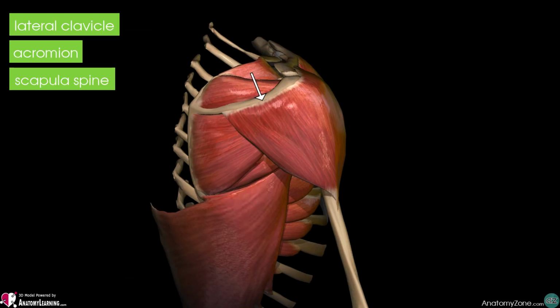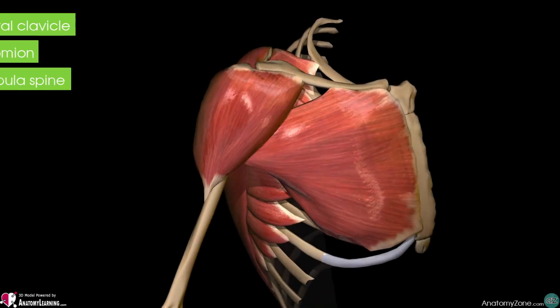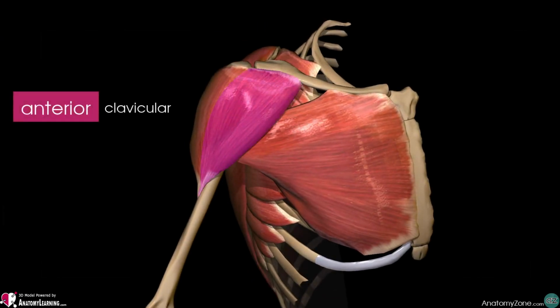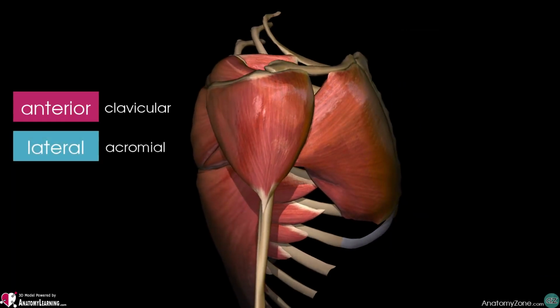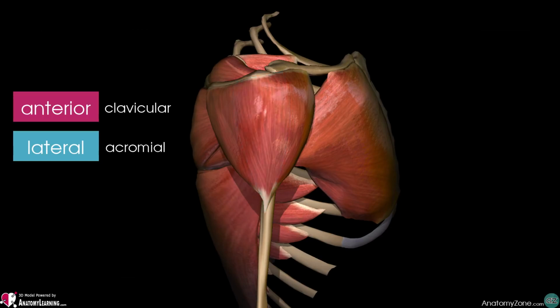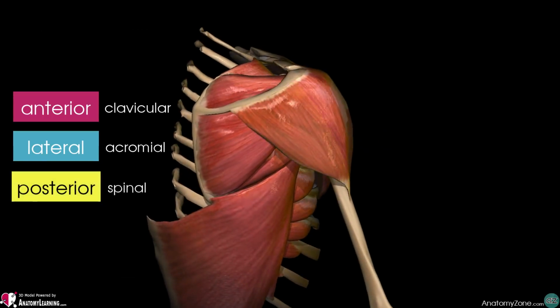The deltoid muscle is divided into three distinct sets of fibers on the basis of these three origins that I've just described: the anterior or clavicular fibers, the lateral or acromial fibers, and the posterior or spinal fibers.